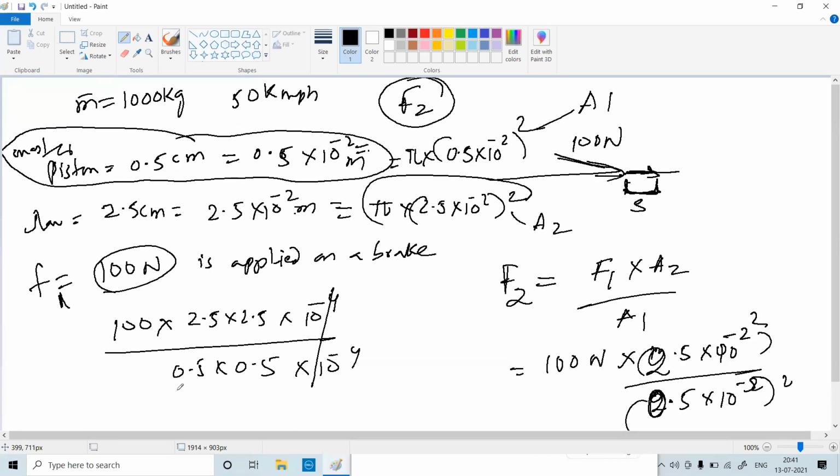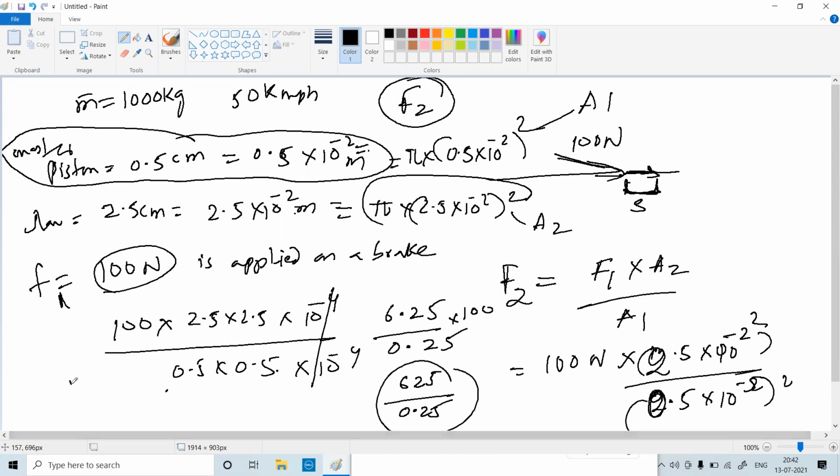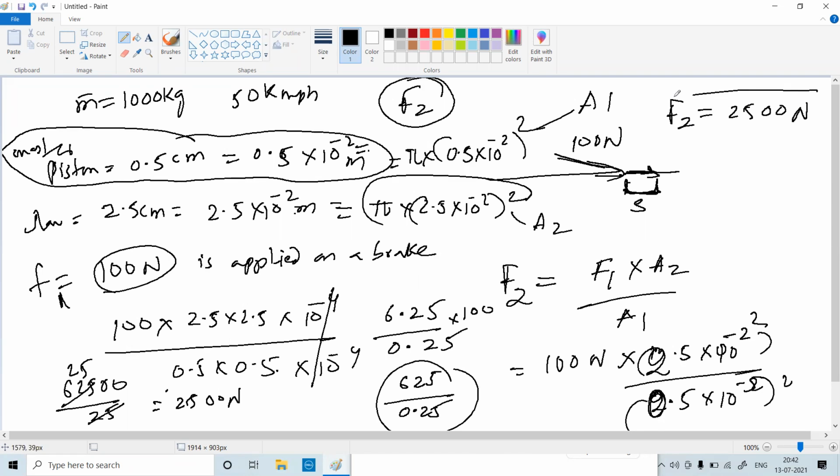Minus 4 is gone. So 2.5 squared is 6.25, and 0.5 squared is 0.25. So it is 625 by 0.25. How much will it be? 100 by 25 is 4, so 625 times 4, the answer is 2500 Newton. That means our F2 becomes 2500 Newton. Did you understand, guys?